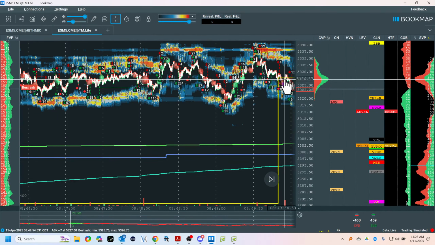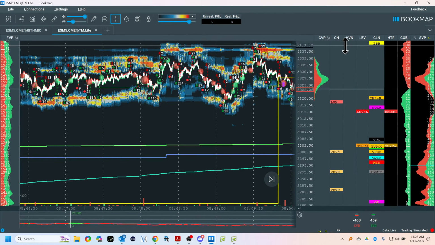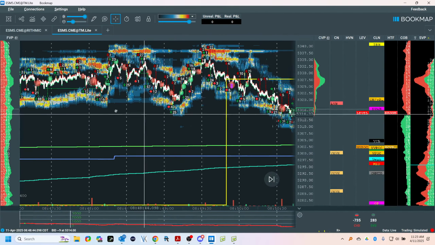This is your VPOC migration. This says the new retail price. How do we trade this? Outside in. Probabilities favored the upside, maybe. So let's see what it does. Let's watch.